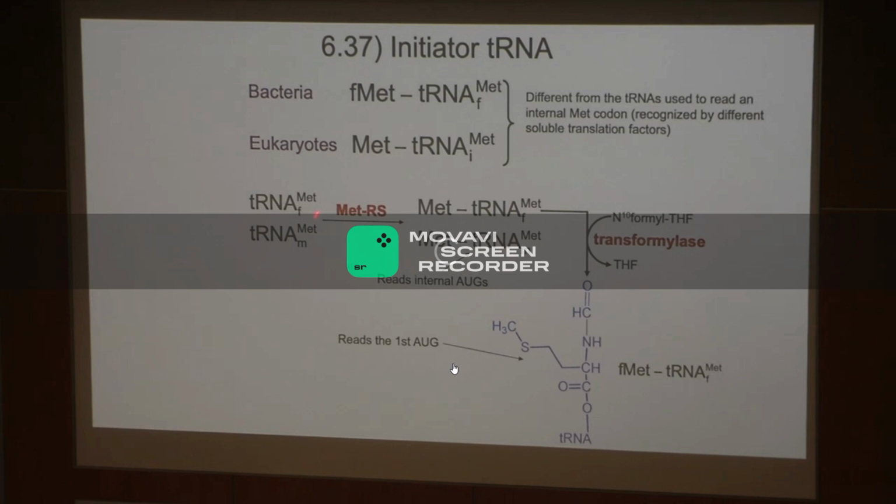to give us methionyl tRNA F-met or methionyl tRNA M-met. And then this one, methionyl tRNA F-met, it actually gets formylated by a transformylase that takes a formyl group from N10-formyl THF and transfers it onto the amino group of the methionine attached to the tRNA F-met. And so now we have formyl-methionyl tRNA F-met.